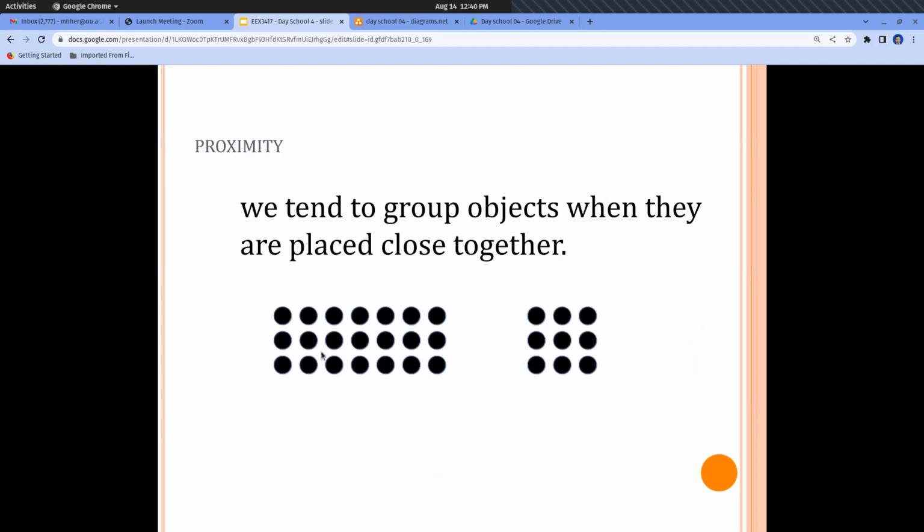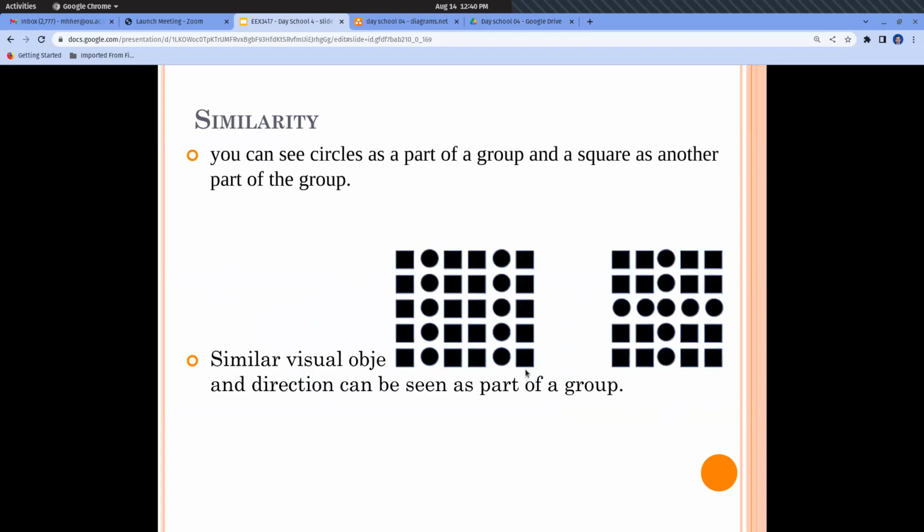Grouping. We tend to group objects when they are placed close together. It seems these are only dots, but we can think this is one group and this is one group. This may not actually happen, but we think of it as two groups. Similarity. These are circle lines, these are square lines. You can group these two squares in one group like that, but actually not.